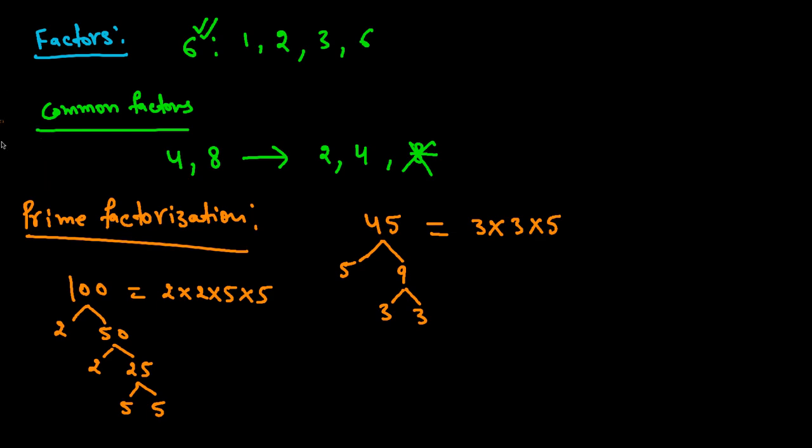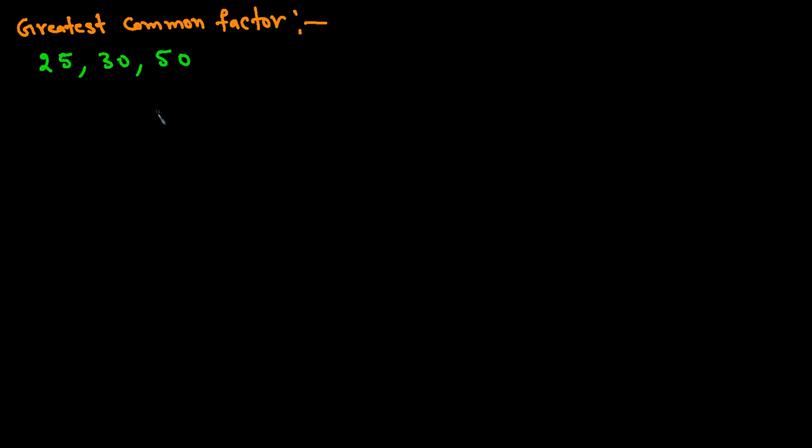Another thing is greatest common factor. The common factor of 2 or more numbers that has the greatest value. So how can we find it? Let's say I got 3 numbers over here: 25, 30, and 50. I need to find the greatest common factor for these 3 numbers.